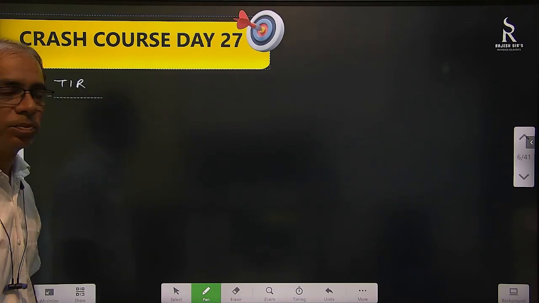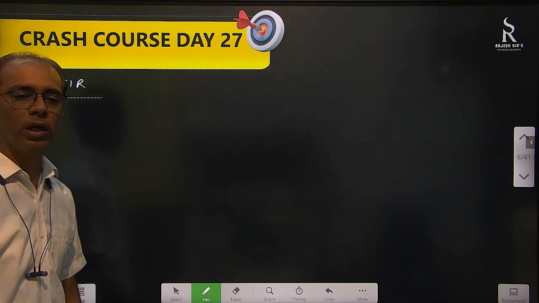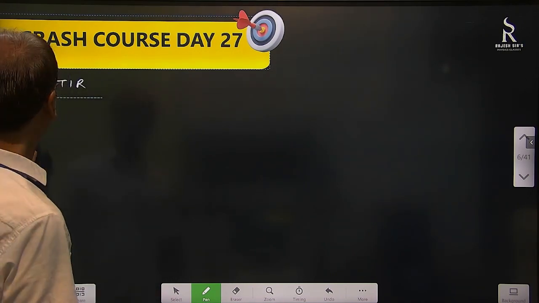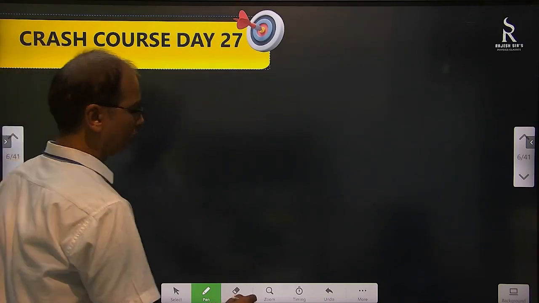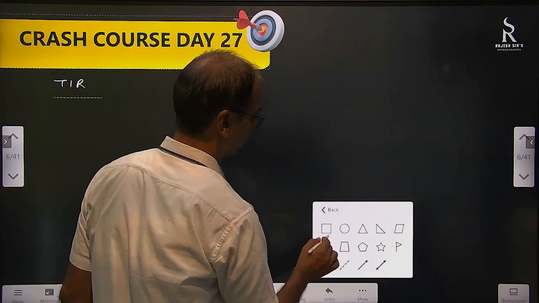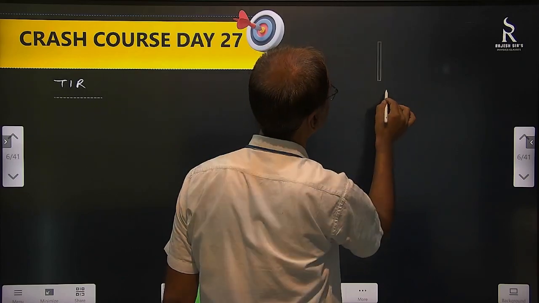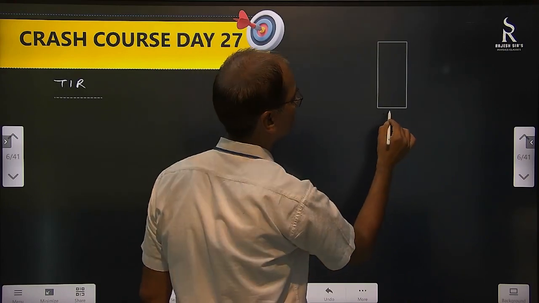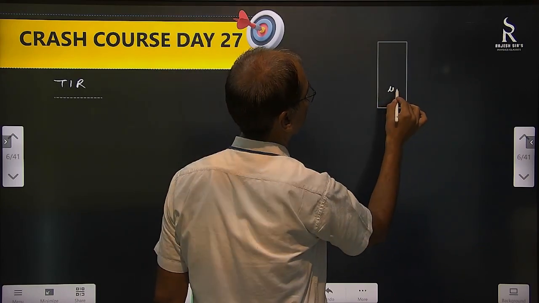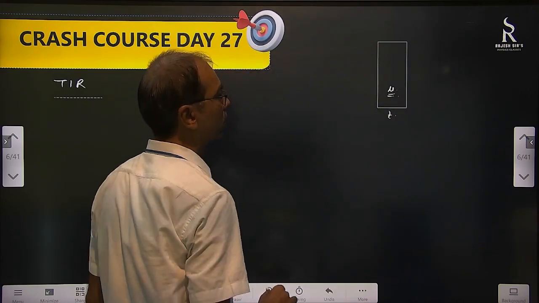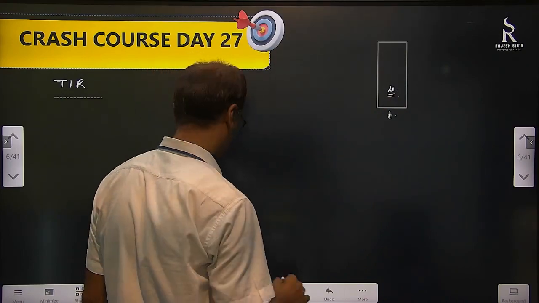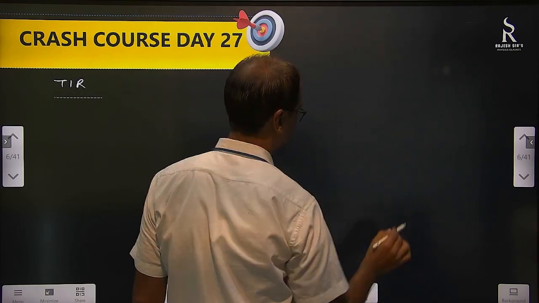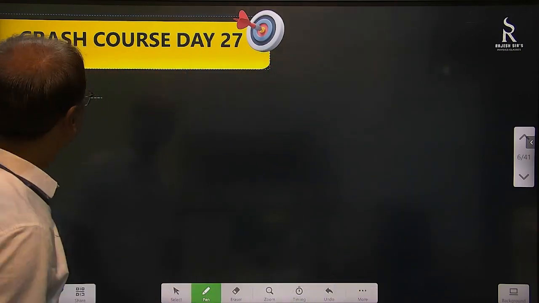What is this TIR? Before TIR, we should see there is one more type of shift in a slab. Suppose we have a slab like this, its thickness is T, and its refractive index is mu. But this one I should do later, once I tell you about apparent depth and all that. So let's come on to this one now.